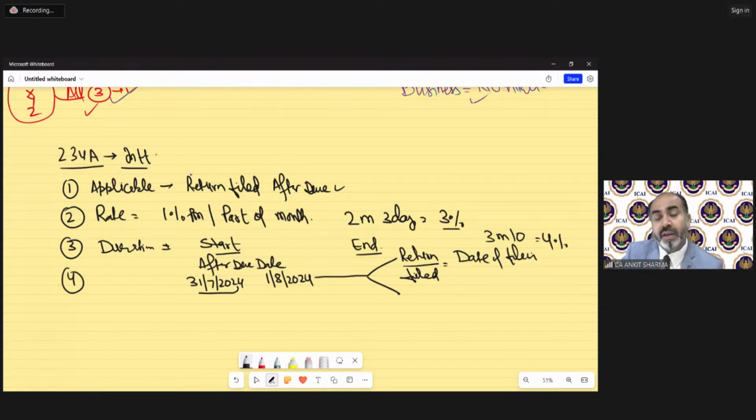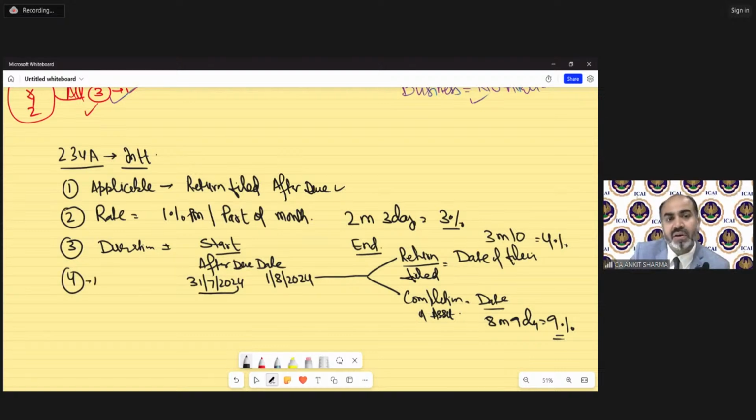If he does not file the return of income, then the department completes the assessment. The completion of assessment by the department will be the last date. Suppose the department completes the assessment after 8 months and 9 days; that means 9% interest will be charged. So that is the duration.